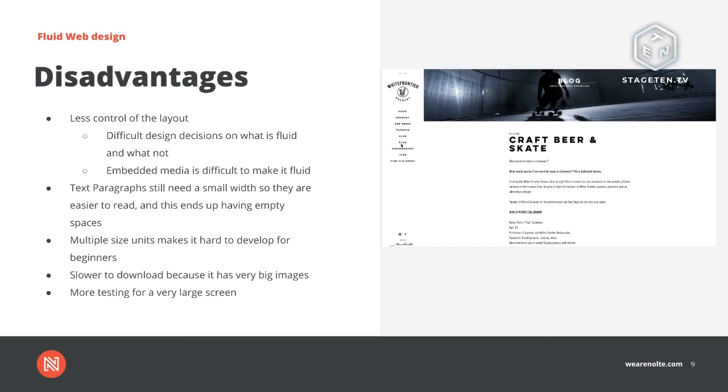Also in development, you have to use different units. So it's not always the same unit in pixels, but you have to work with several units like EM, VW, and percentages. Also these websites contain a lot of big images, so the website becomes slower to download. And you also have to do more testing for very large screens.